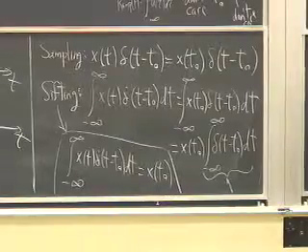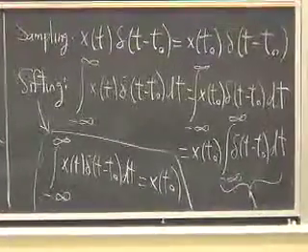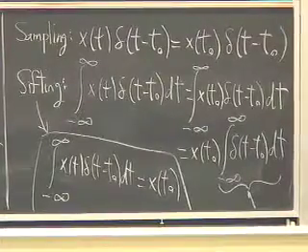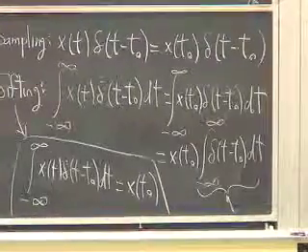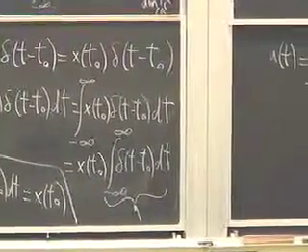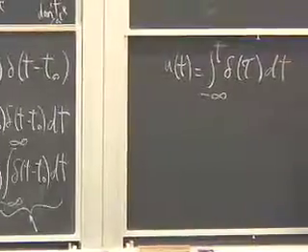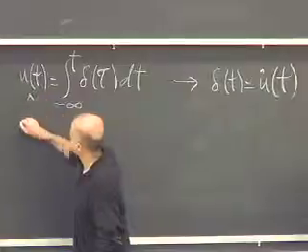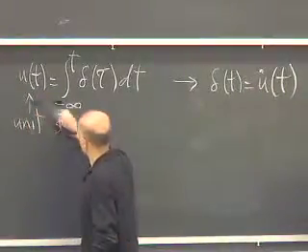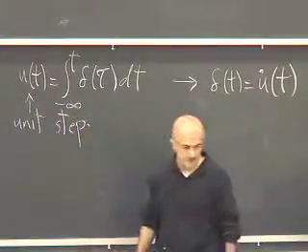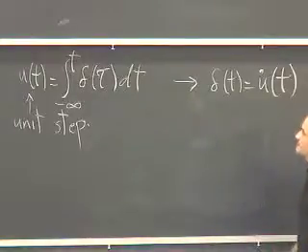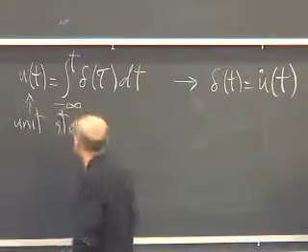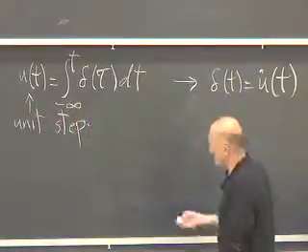The unit step is the integral from minus infinity to t of the Dirac delta, which means the Dirac delta is the derivative of the unit step. Now just, yeah. Is that going to be e tau? Yes.